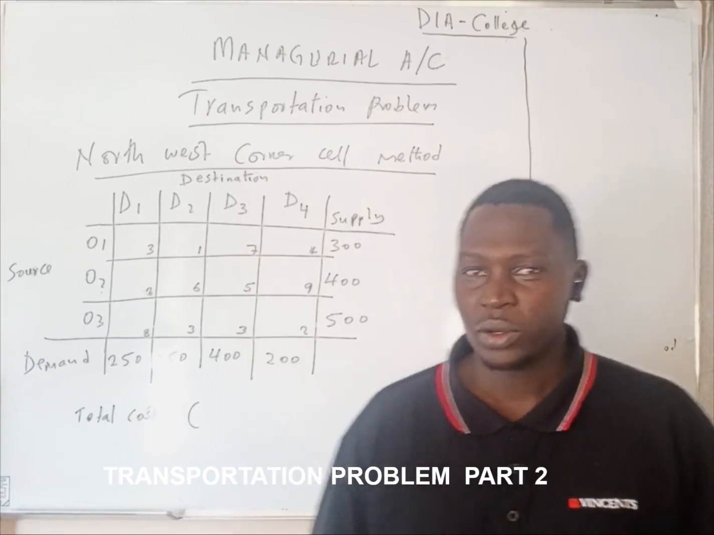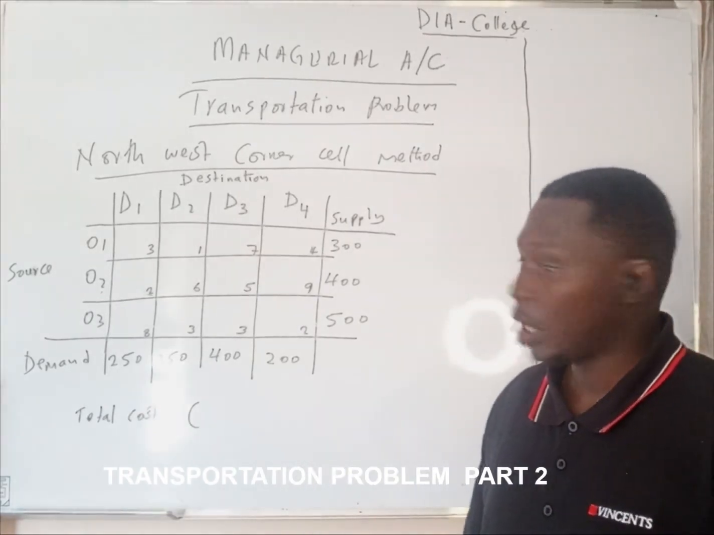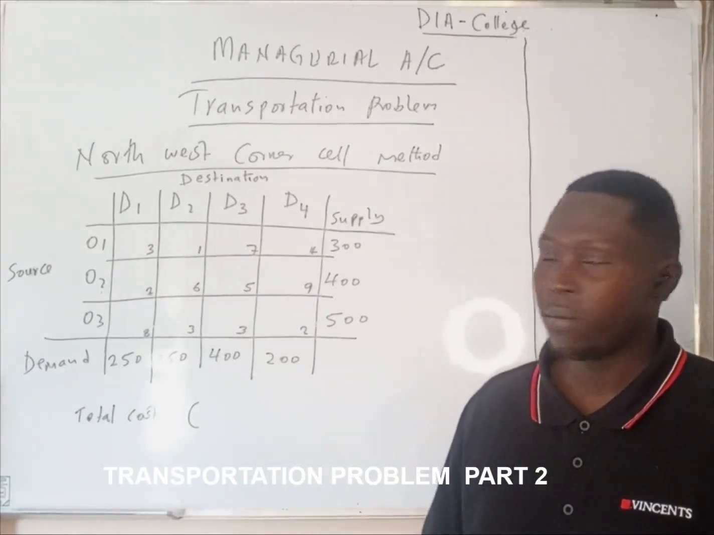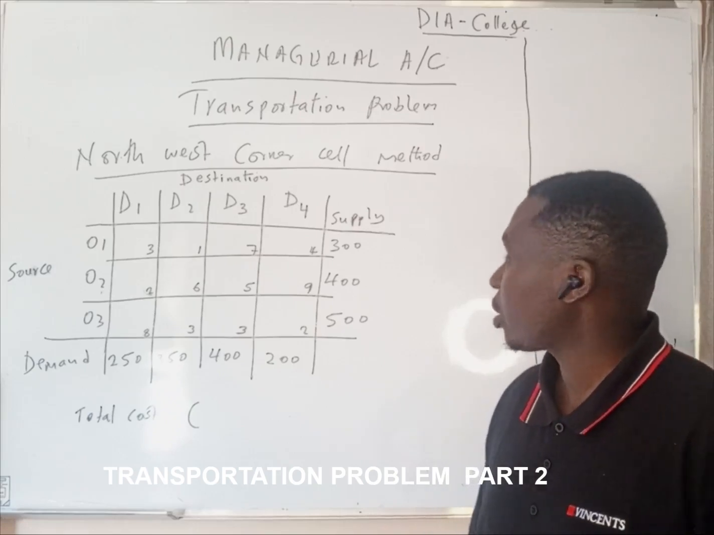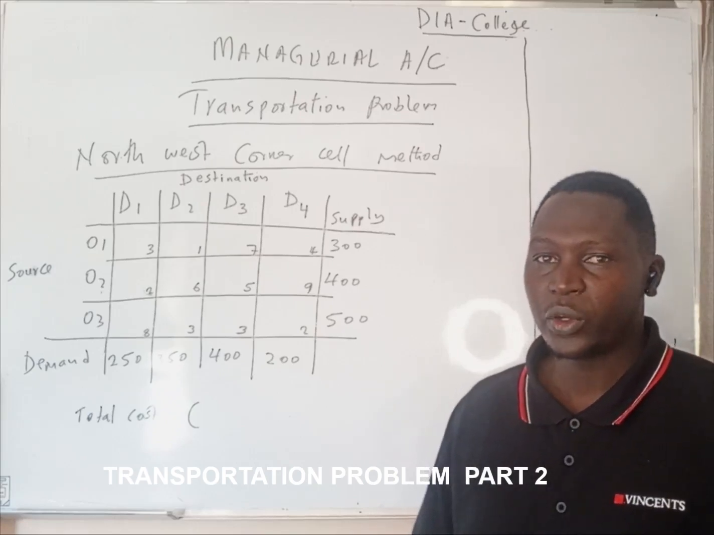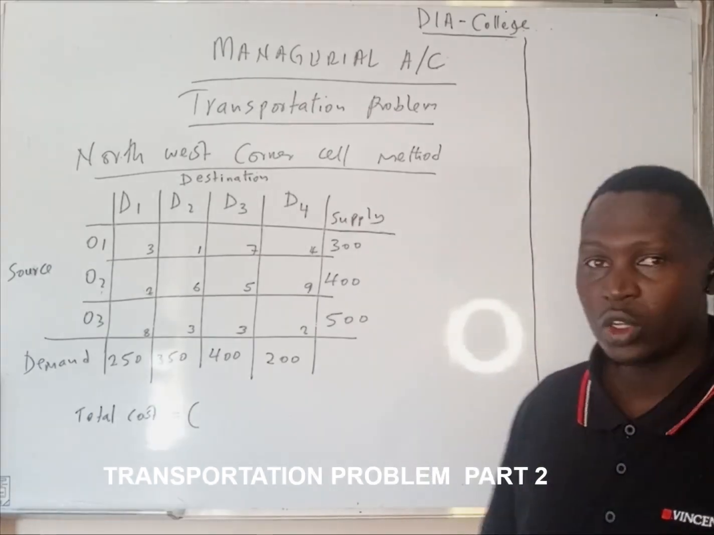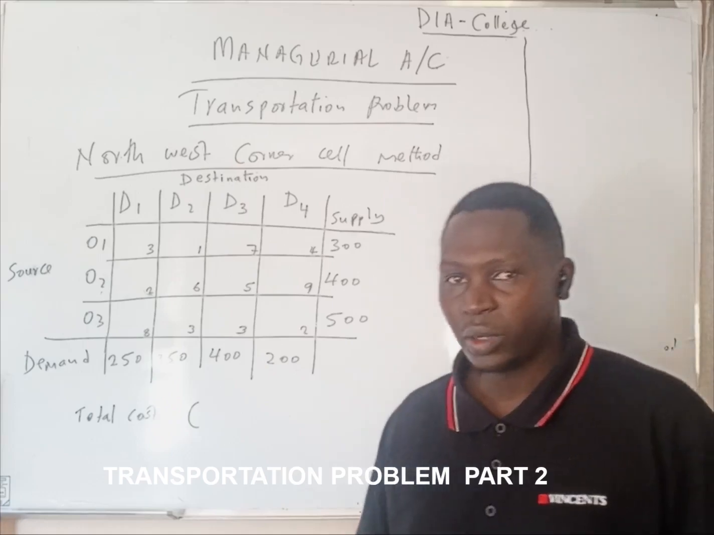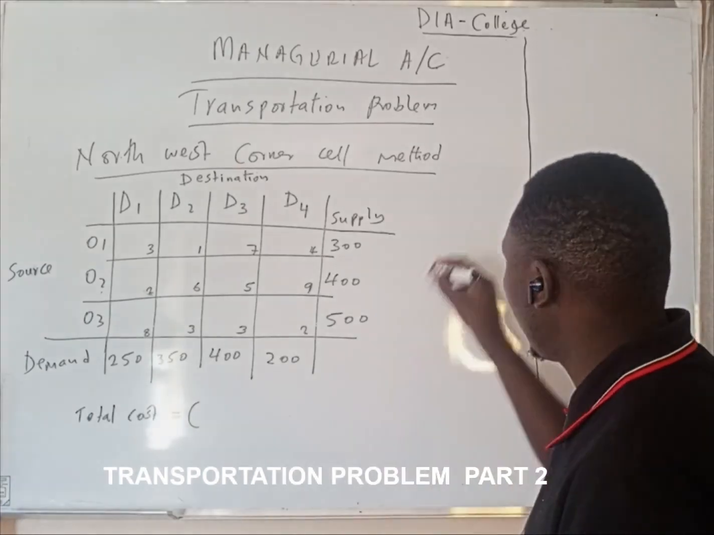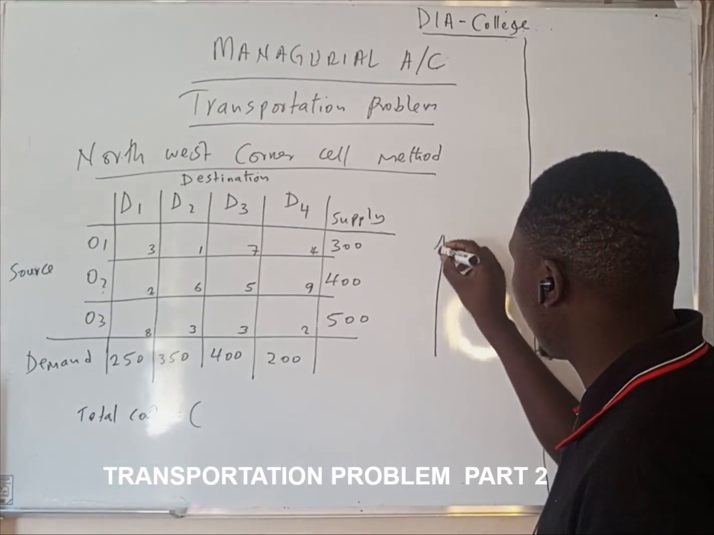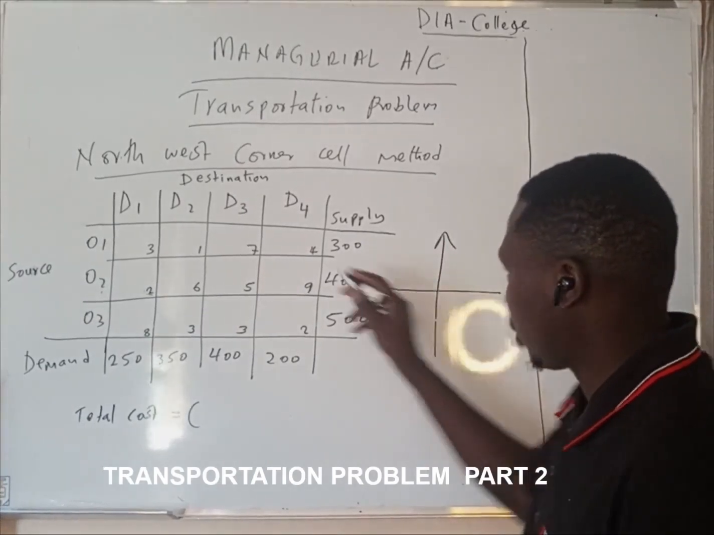In this video, we're going to learn how to solve a transportation problem using the northwest corner cell method. We're going to use what we call the northwest corner cell method. Using it requires you to identify the most northwest corner in the transportation problem.